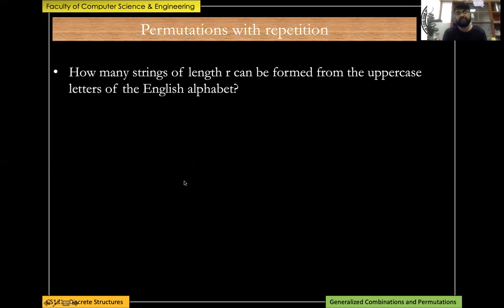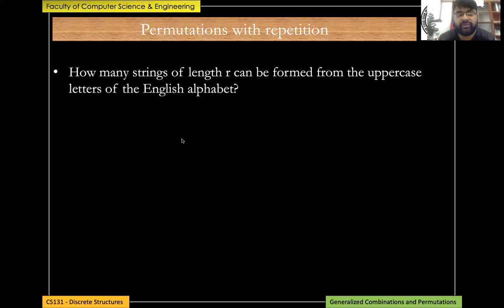What is permutation with repetition? For example, let's say how many strings of length R can be formed from the uppercase letters of the English alphabet. In this case, the position of the alphabet matters. That's the first thing that you note. The other thing that you note is that the letters themselves can be repeated easily. So for example, if you select A in the first position, you can still select A for the second position. There's no one stopping you from repeating an alphabet.